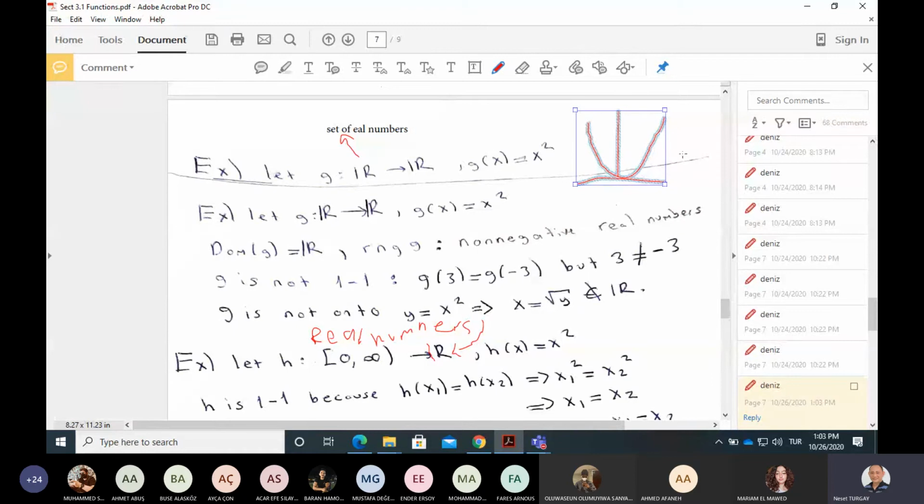So this is the graph of y equals x squared. So what happened? Range is what? Starting from 0 to upward. So this is non-negative real numbers. This is the reason. Because you cannot have negative values here, okay?